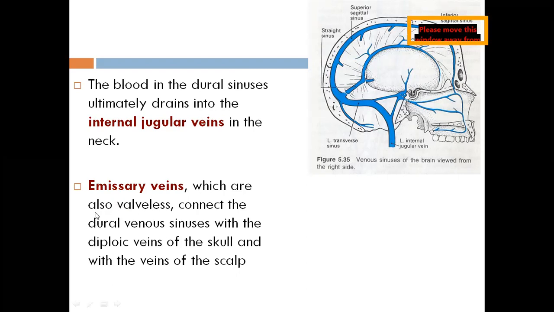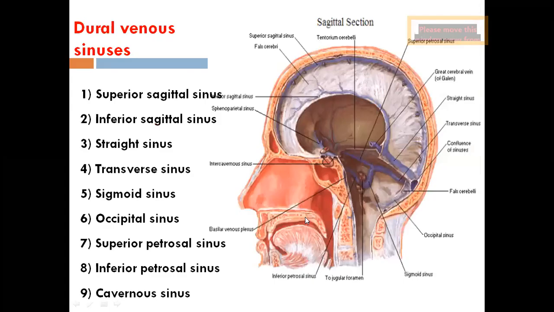Emissary veins, which are also valveless, connect the dural venous sinuses with the diploic veins of the skull and also with the veins of the scalp, which we have studied when we were doing the scalp lecture.